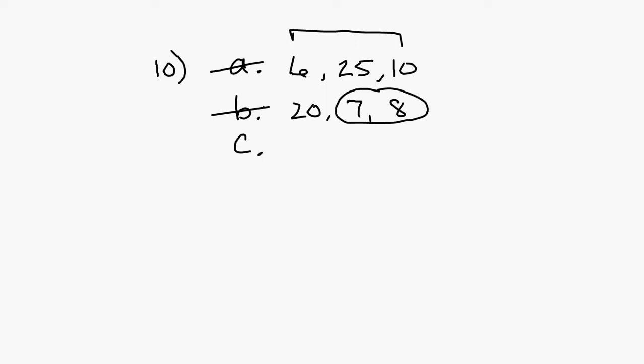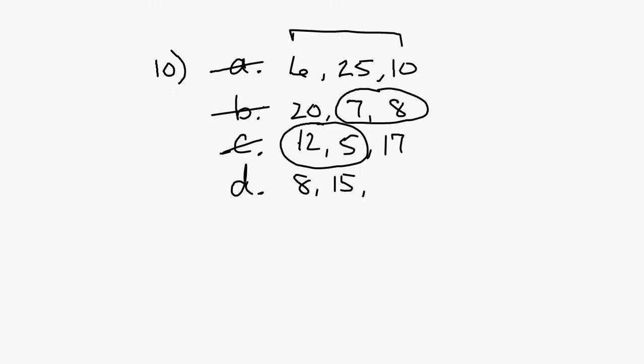Answer C, 12, 5, and 17. The 2 shorter sides, 12 plus 5, equals 17. That doesn't make a triangle either. It's got to be greater than the third side. So answer D, by process of elimination, you've got 8, 15, and 22. 8 plus 15 is 23, so this works. Your 2 shorter sides added together are greater than your third side.